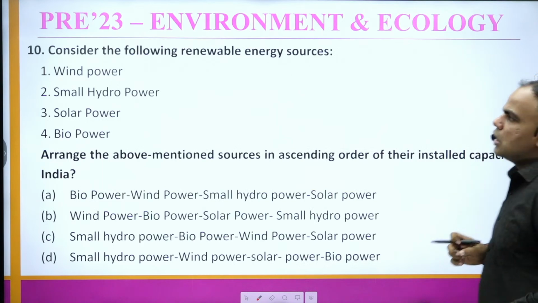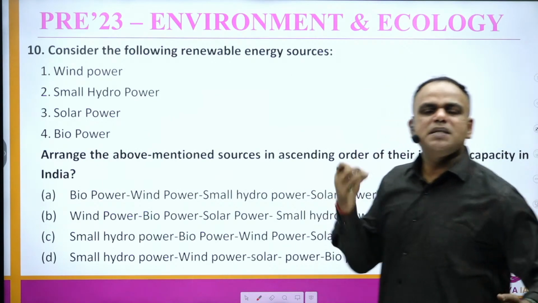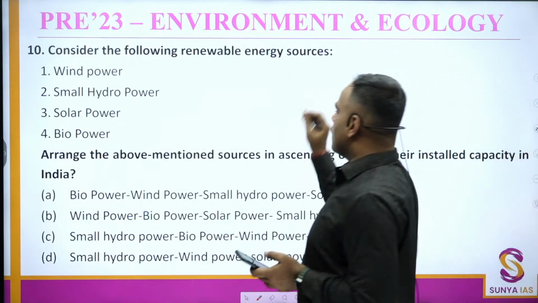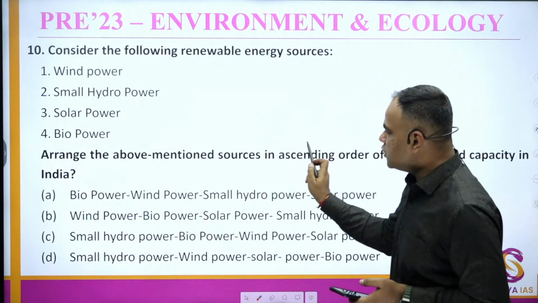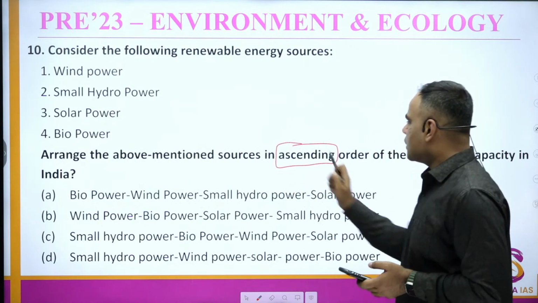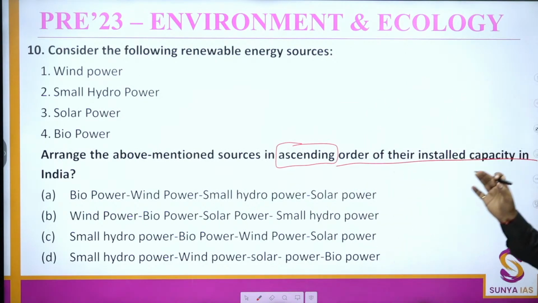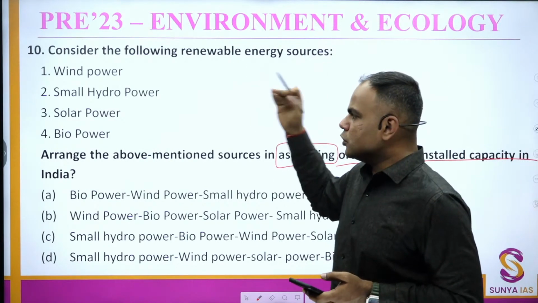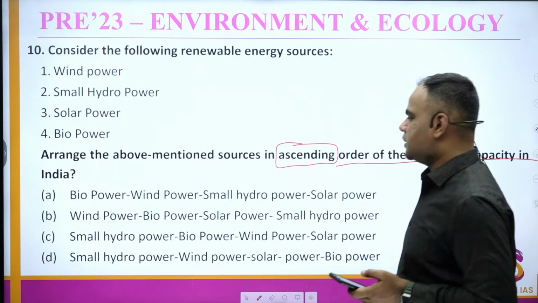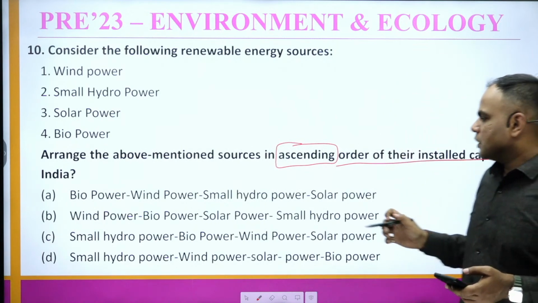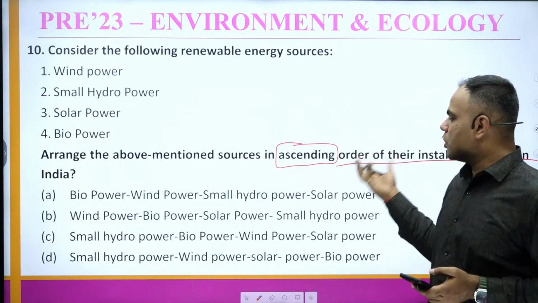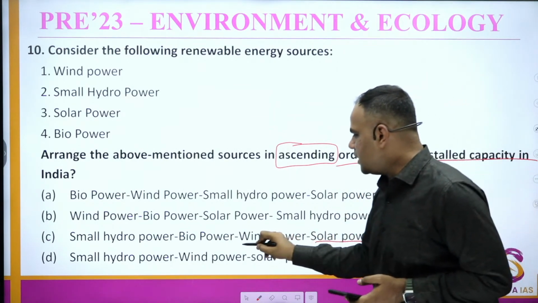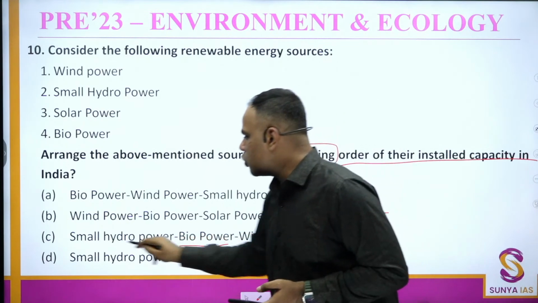Moving on. Now question number 10 is based on energy and specifically renewable energy. You have to arrange, and in these questions please check if it is asking you ascending or descending order. In question number 10, wind, small hydro, solar and biopower. Here the maximum renewable overall is solar, so it has to be at the last, followed by wind, followed by biopower and followed by small hydro.